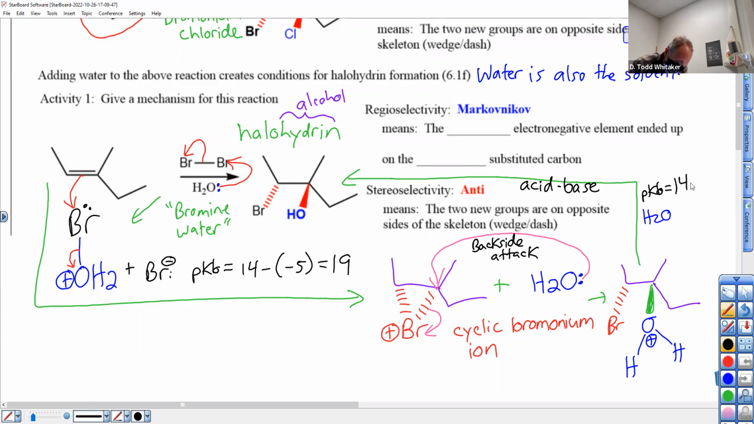Oh, the same mistake was made this morning. You're not following the same procedure you did here. Where did this -5 come from? It did not come from Br minus at all. Where did the -5 come from? You were the one that came up with it. Why did you come up with it? The conjugate acid's pKa. Please don't give me water's pKa. Please give me the conjugate acid of water's pKa. Please.